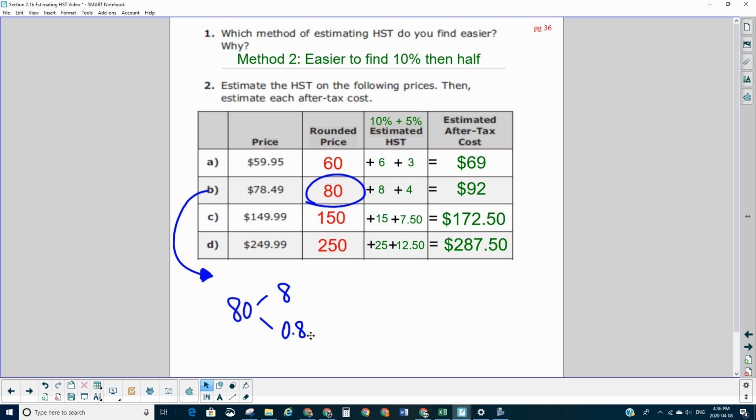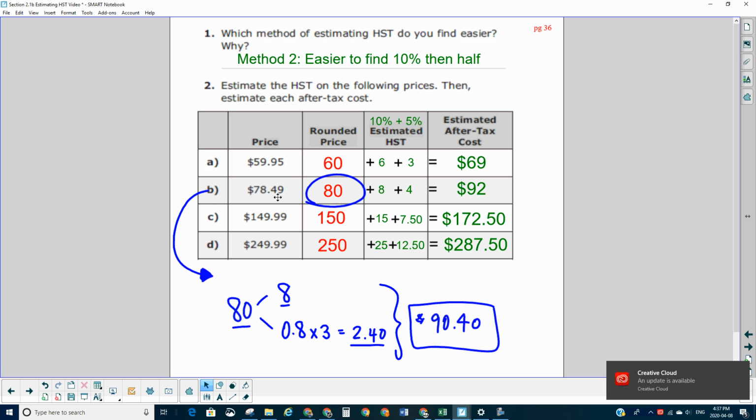Remember, if we're calculating this, 1%, we're going to need 3 of them, because it is 1% plus 1% plus 1% gets us 3 more percent. So 0.8 times 3 is equal to $2.40. And now we'll take the $80 plus the 10% plus the 3 1%, and add all that together to get $90.40. So remember, method one is a little bit more accurate estimate, $90.40, than method two. But method two is a little bit quicker and easier, and will give us some confidence. If I've got $92 in my pocket, I know I've got enough money to pay for this.